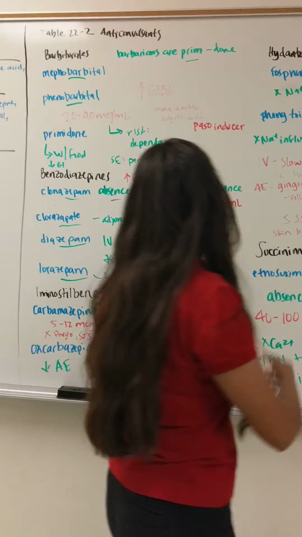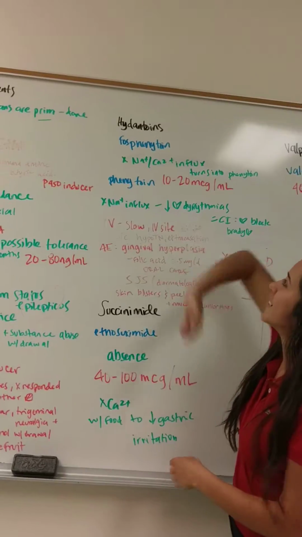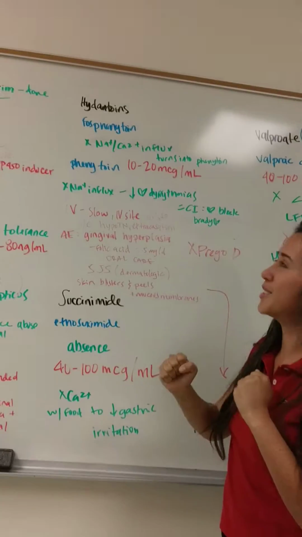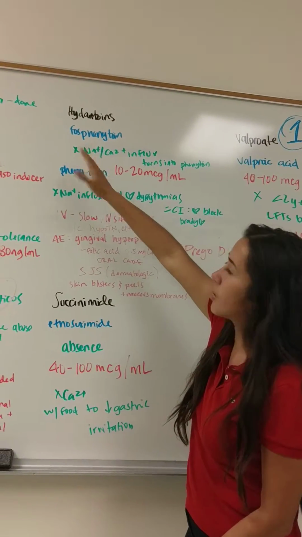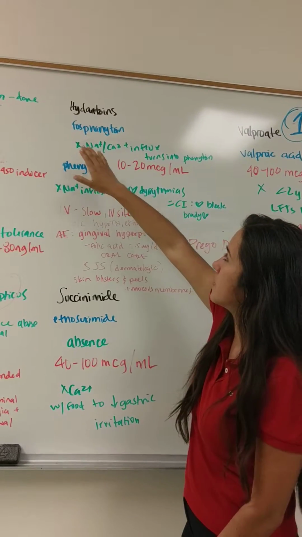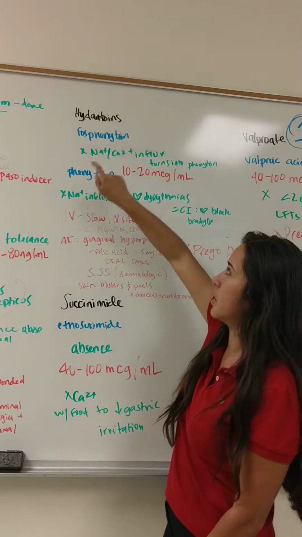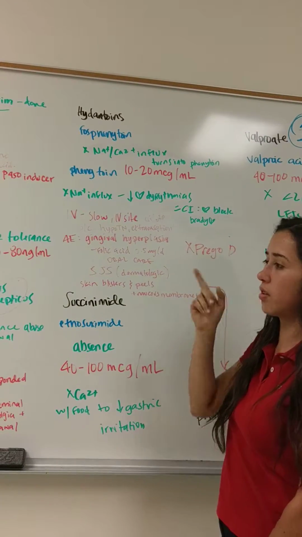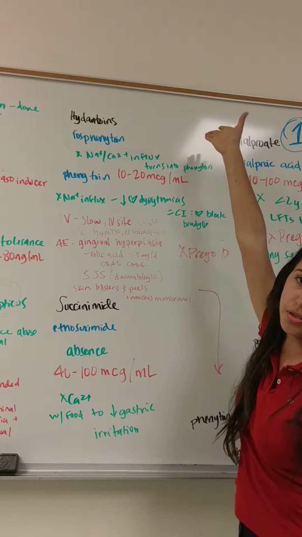Okay, we finally finished this section. So now hydantoins. Yay, we're almost at phenytoin. They're in alphabetical order. Fosphenytoin: what it does is it stops the sodium and calcium influx, the calcium that I showed you in the diagram, and it eventually turns into phenytoin.